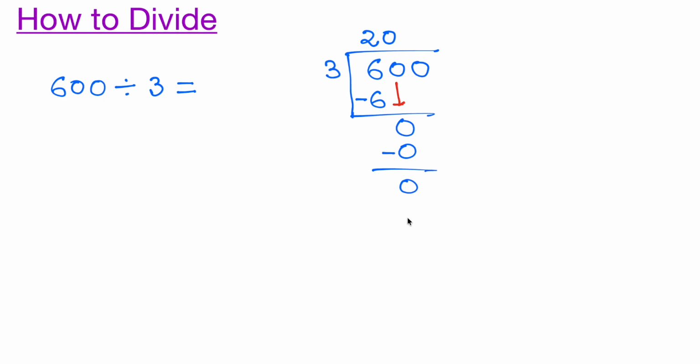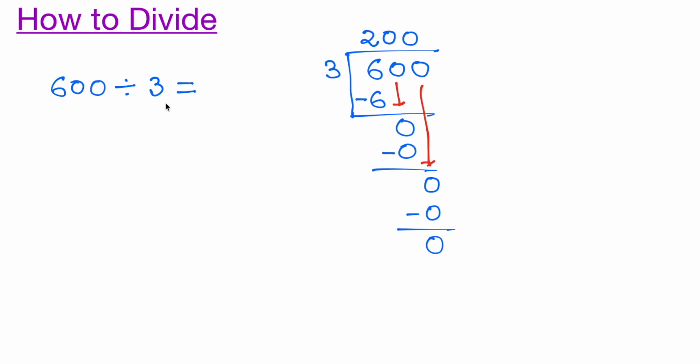Again, this 0 is less than 3. That is why we will bring down this number 0 here. And again see that this is the number 0. So using the same way, we know that 3 times 0 is 0. Subtract, we get a 0. As we have no number to bring down here and got the number 0, so we will stop.